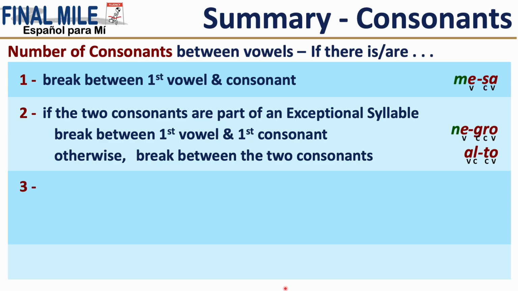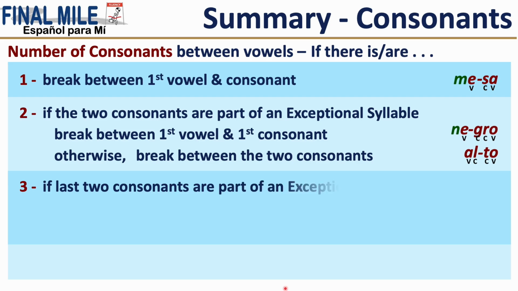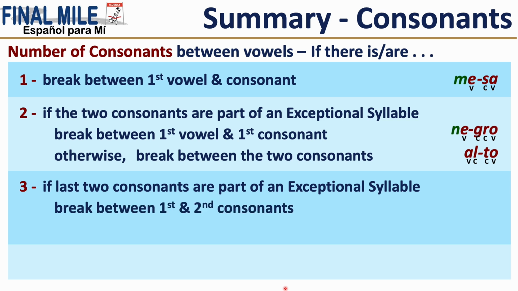okay? If we have three consonants between vowels, okay? If the last two consonants are part of an exceptional syllable, we cannot break them up, right? So we break between the first and the second. Okay, there we go. Vowel, consonant, consonant, consonant, vowel. Three consonants between vowels. Normally we would break between the second and the third, but this is an exceptional syllable. We cannot break it, so we're going to have to break between the first and the second. Okay, there it is.